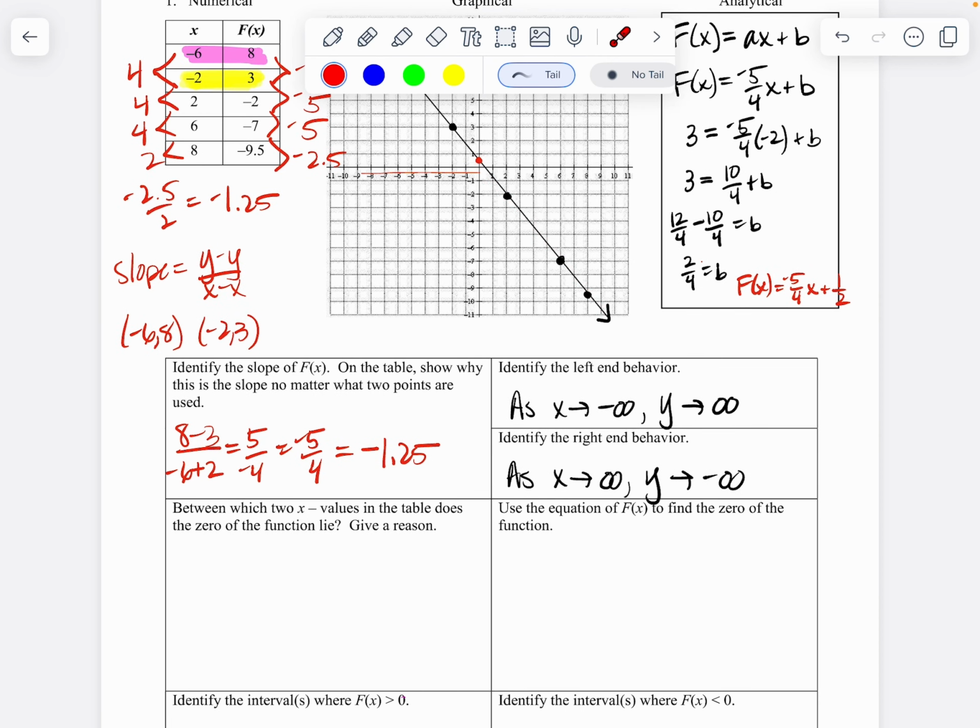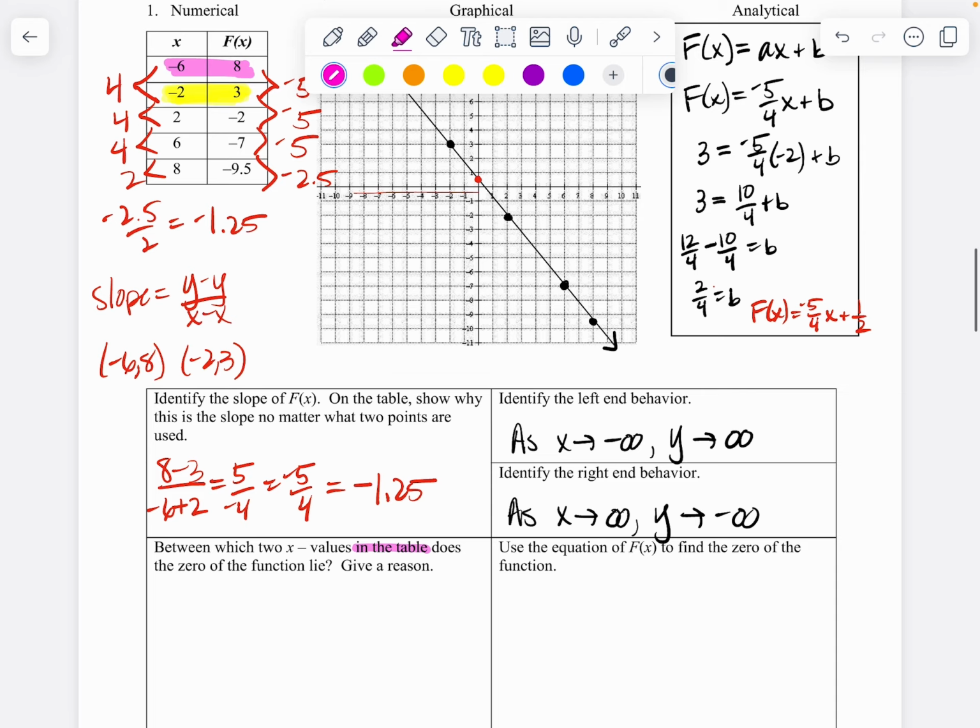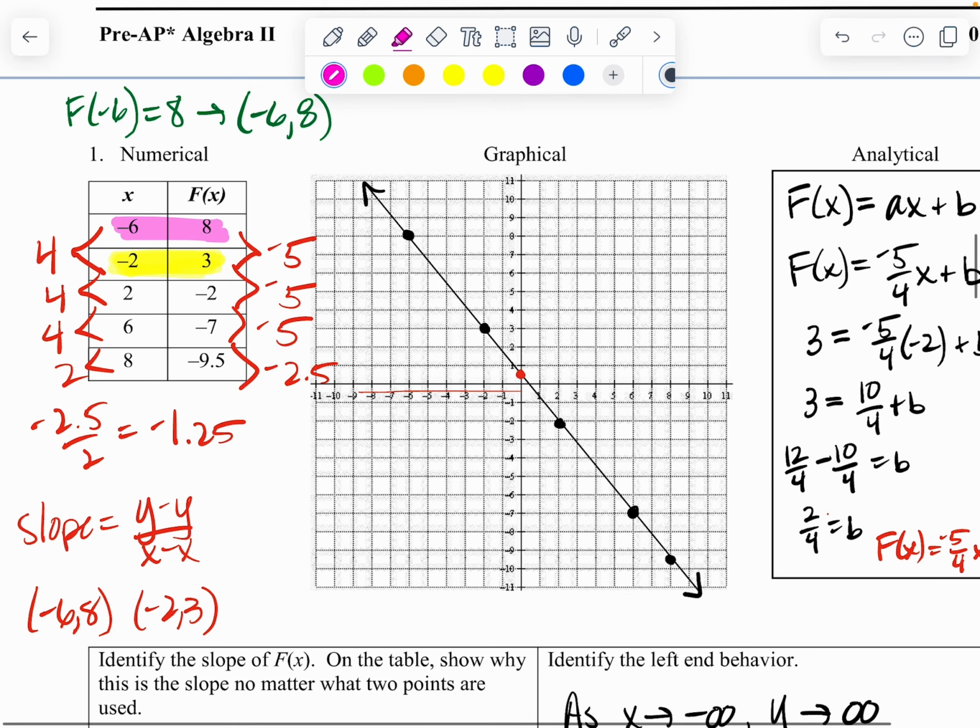This is between which two x values in the table, so this is asking us to look in the table, does the zero of the function lie? So remember, in a continuous function, we look at our table and we say, well, how do we know that the y value went through 0? And we can tell that right here, the y value has to go through 0 because the y is going from positive 3 to negative 2. So the x values that correspond to that are negative 2 and positive 2.